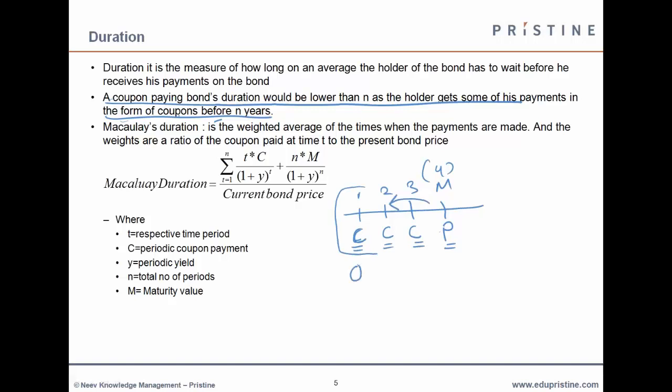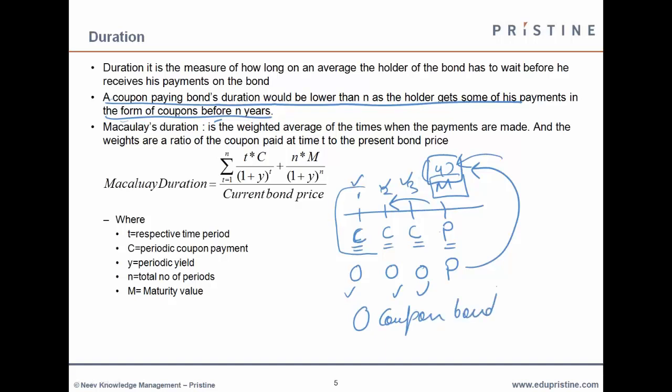And if there is no coupon, just like a zero coupon bond, then the average will be the same as maturity, because the whole weight is applied to maturity. There is no weight to these time points, and the average will be 4. So for a zero coupon bond, remember this, duration is always equal to the maturity of the bond. So you don't need to compute it.